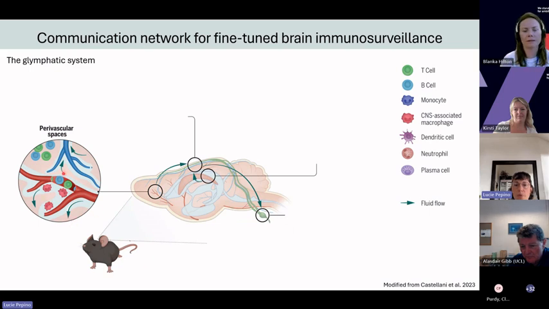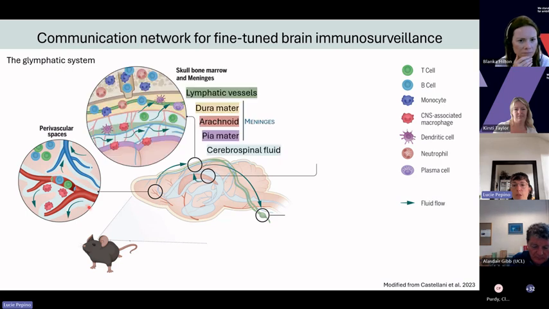Fluid and immune cells can traffic in both directions through the perivascular space surrounding blood vessels, but also through the cerebrospinal fluid that is present around the brain as well as in the brain ventricles. And around the brain, it communicates with the only lymphatic vessels of the central nervous system, which are within the dura mater. The dura mater is part of the meninges, which are composed of 3 different layers. In the dura mater, you have the only lymphatic vessels of the central nervous system.